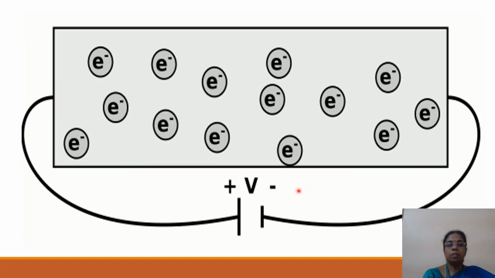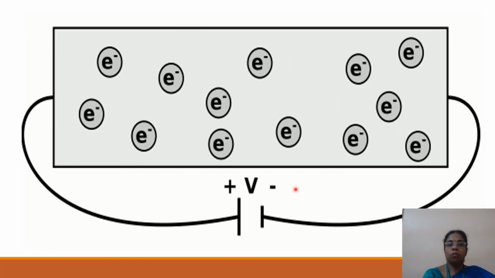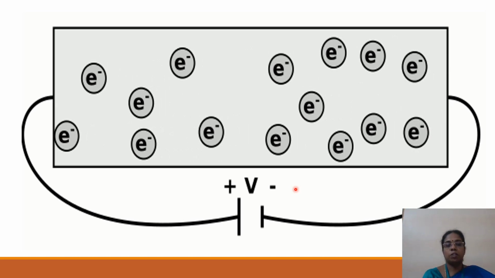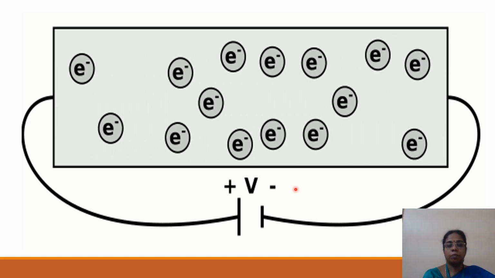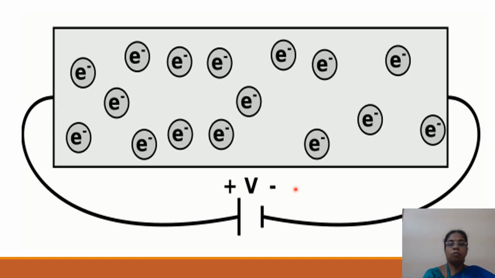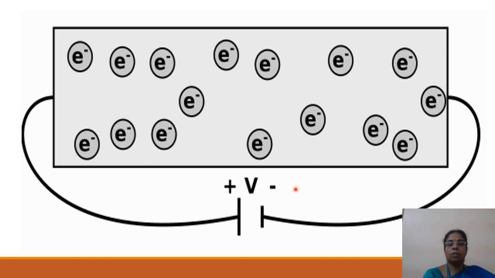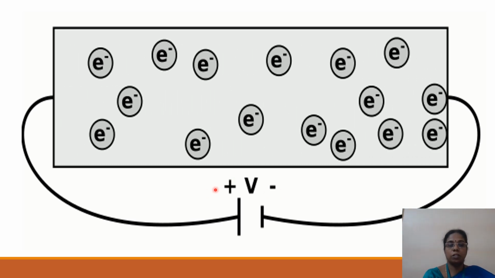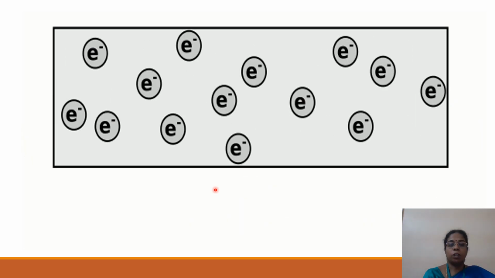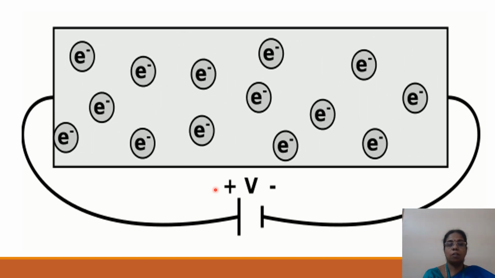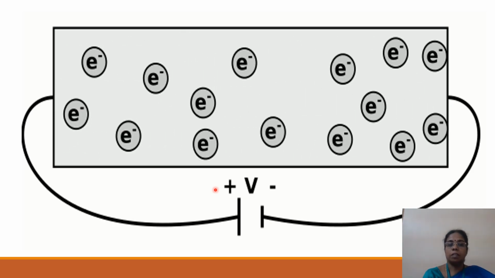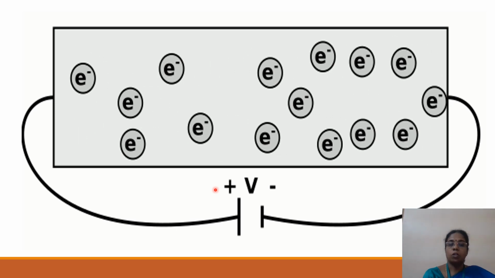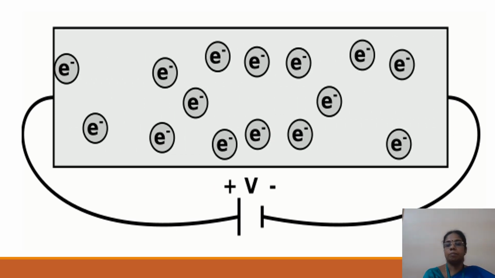Now you can see in this GIF how the electrons behave before and after the application of the field. Before biasing, the electrons are moving randomly in all directions, colliding with one another and also with the walls, whereas after applying the bias, the electrons are drifted towards the positive terminal.